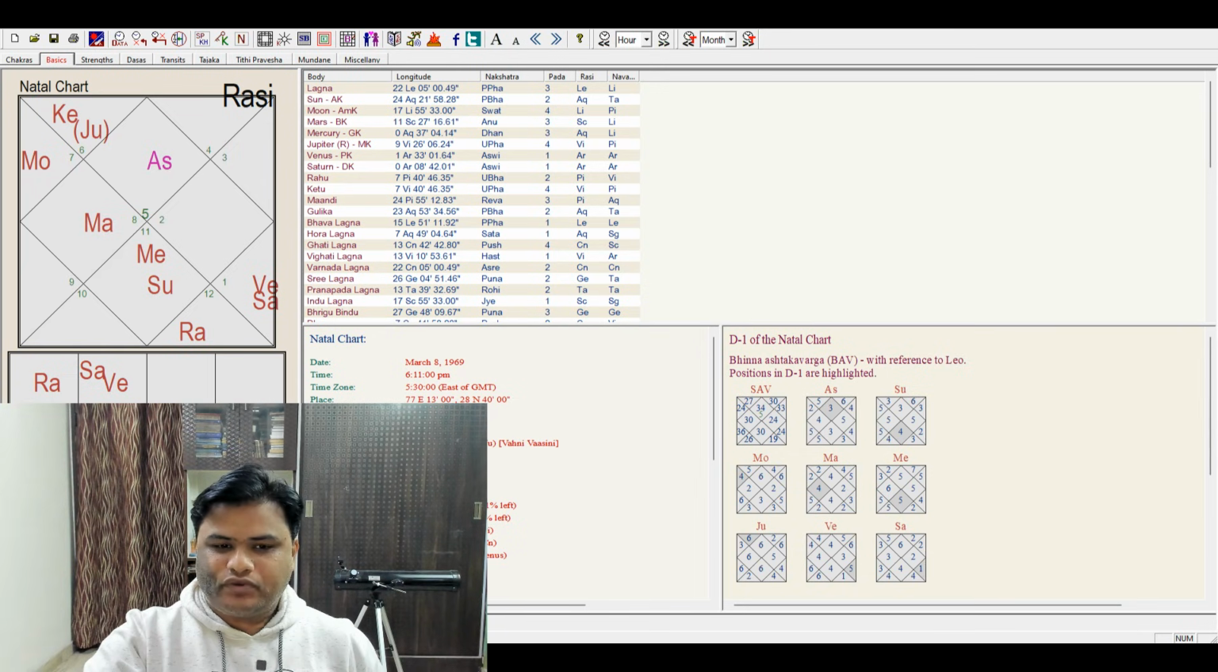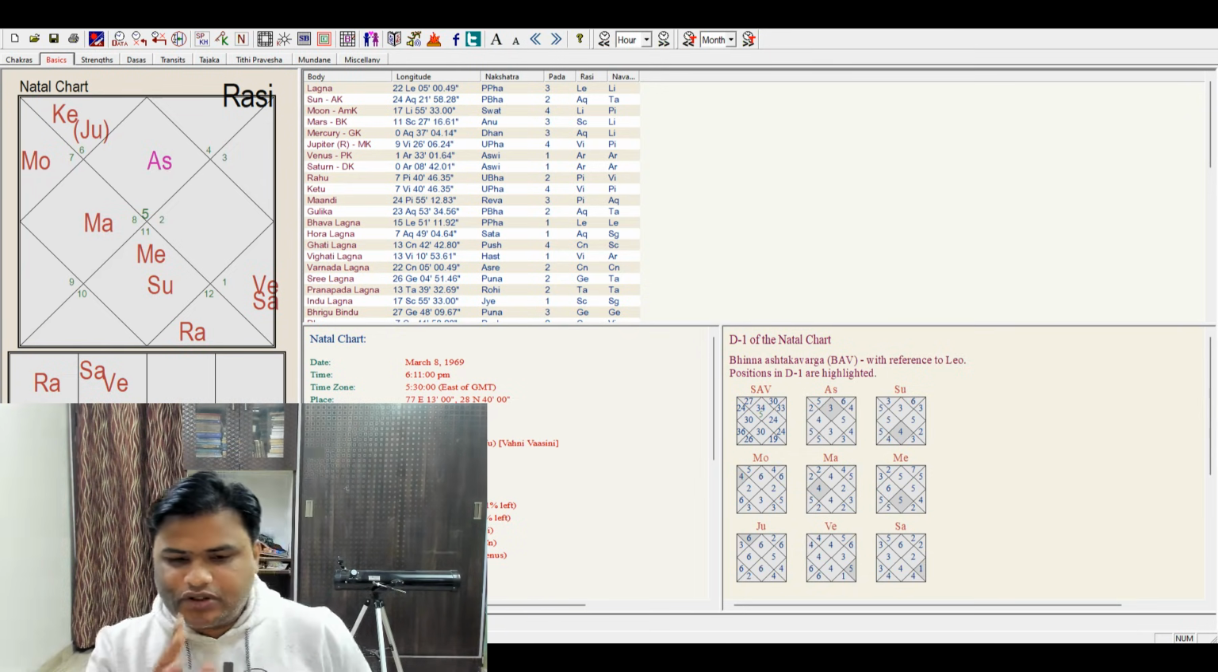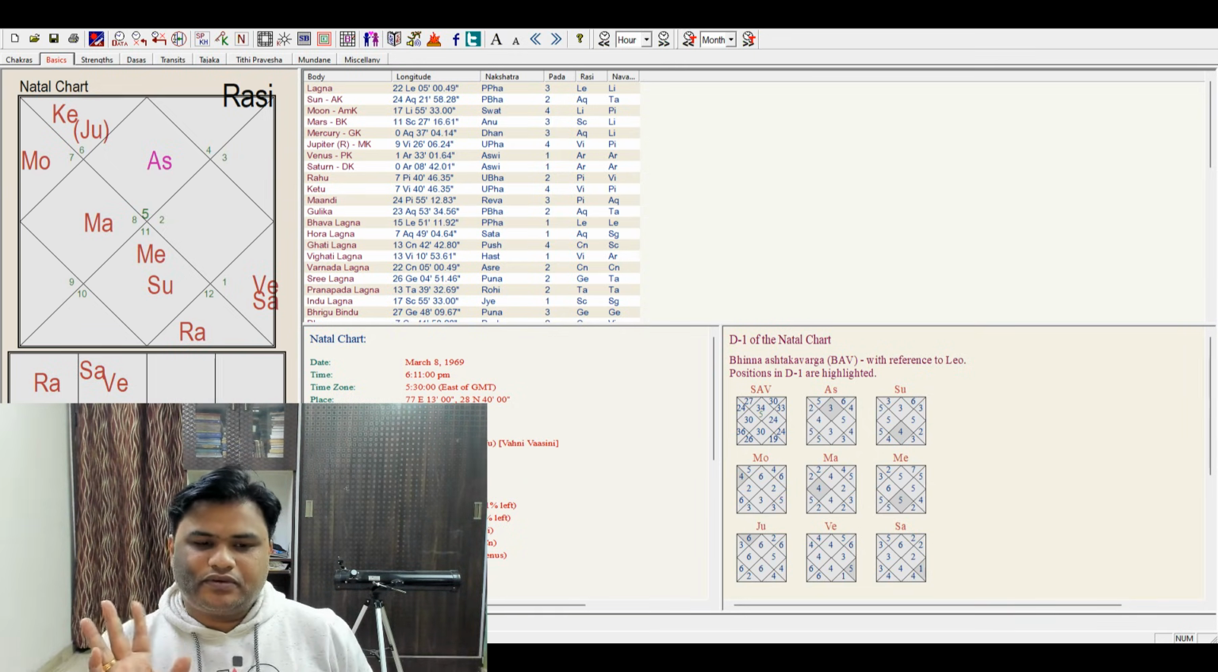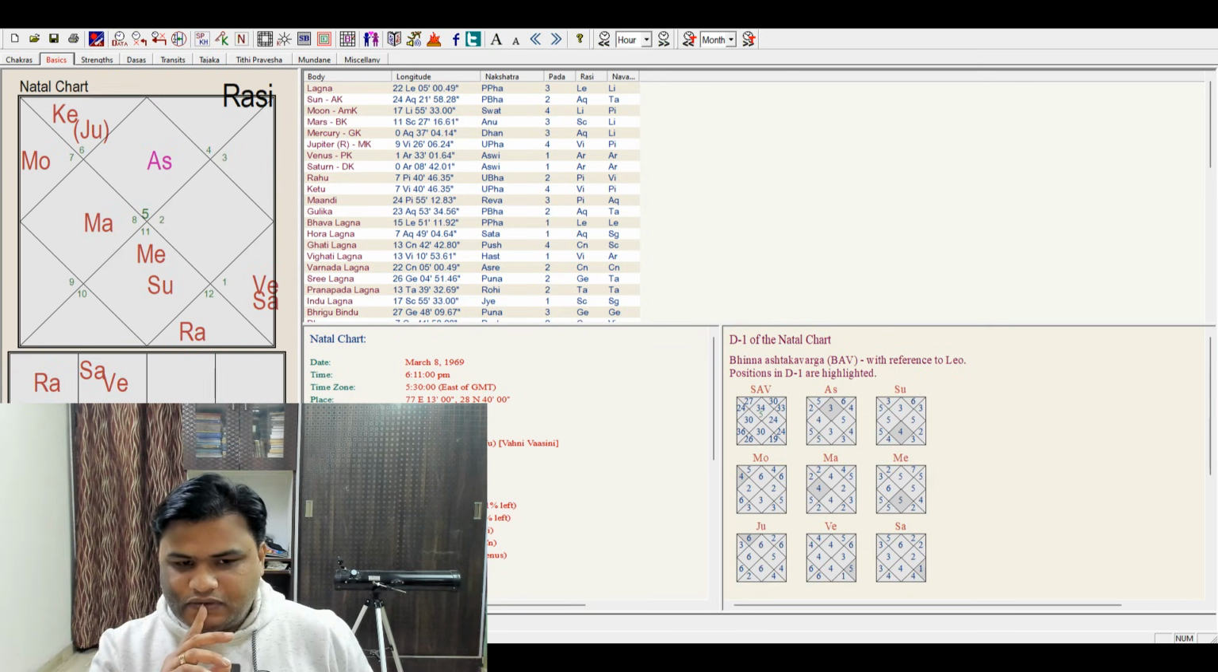Let me show you one chart. I hope this chart is visible to everybody on your screen. This chart is very interesting. First, you can see Saturn is placed in Aries sign. Saturn in Aries is debilitated. Second, Venus is also present in the Aries sign, and the most important thing is that Saturn is at 0 degree 8 minute, and Venus is at 1 degree 33 minute.